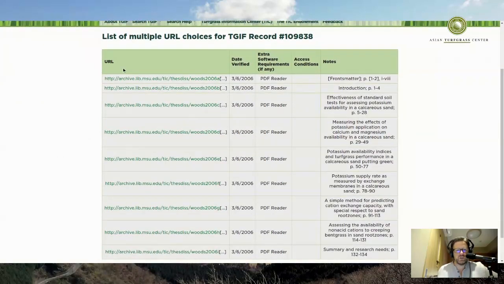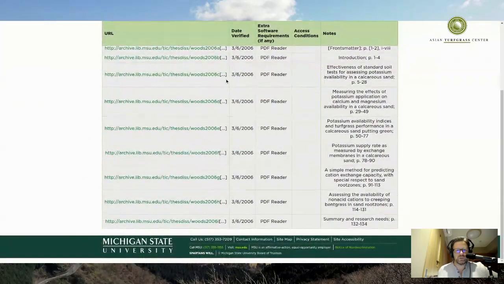This is all available, and you can find all of these links for chapter 1, chapter 2. The ones that I think are really interesting are chapter 6 and 7. Chapter 6 is a simple method for predicting cation exchange capacity with special respect to sand root zones. That was one of my favorite projects that I was working on. And then chapter 7, assessing the availability of non-acid cations to creeping bentgrass in sand root zones. That's the one that I'm going to talk about today, and some of the details of that experiment are reported in that particular chapter.